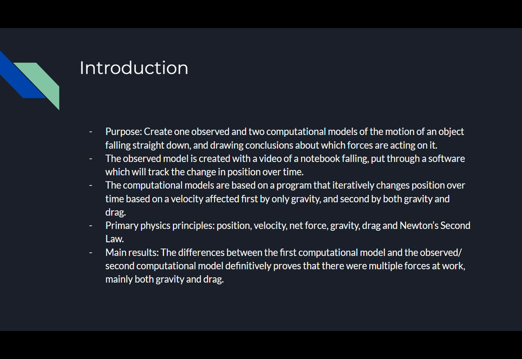The computational models are based on a program that iteratively changes position over time based on a velocity affected first by only gravity, and second by both gravity and drag. The primary physics principles of this lab are position, velocity, net force, gravity, drag, and Newton's second law. The main results of this experiment are the differences between the first computational model and the observed slash second computational model definitively proves there are multiple forces at work, mainly both gravity and drag.